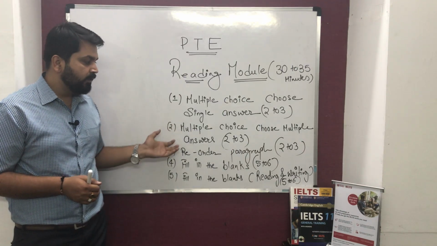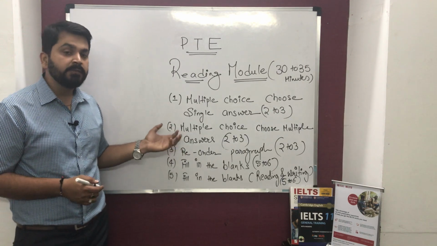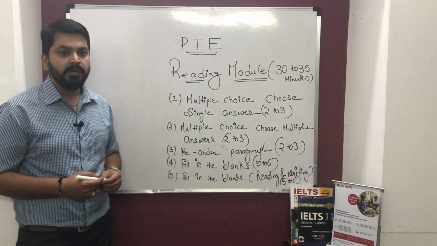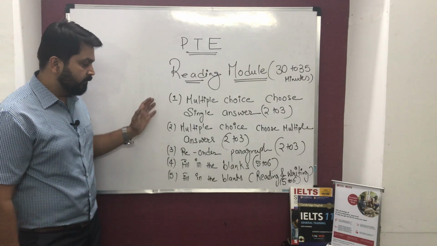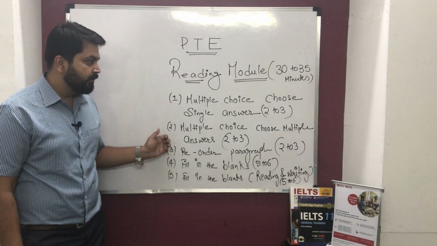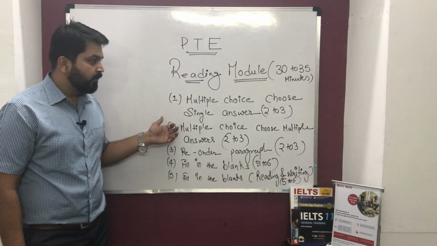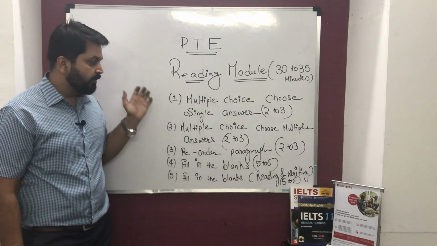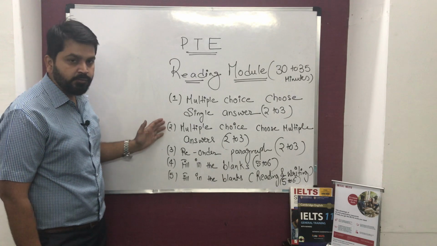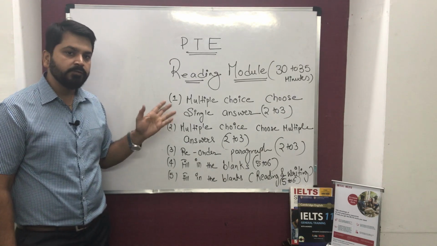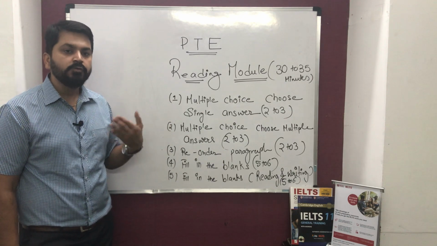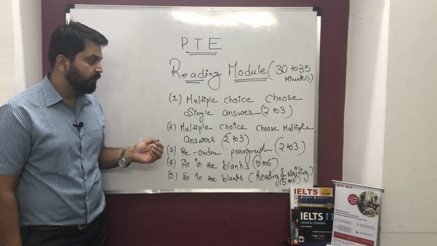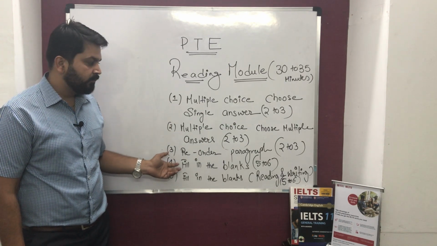Further, for all these question types there are some tips and hints which I will give you in my next lecture. So there are 5 question types in the reading module, the time limit is 30 to 35 minutes, and for each question we generally get 2 minutes. So we should increase our speed in reading. You should do some more reading every day, all right.